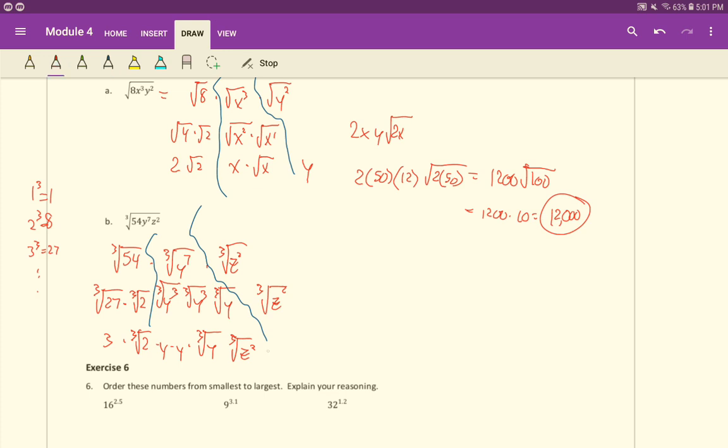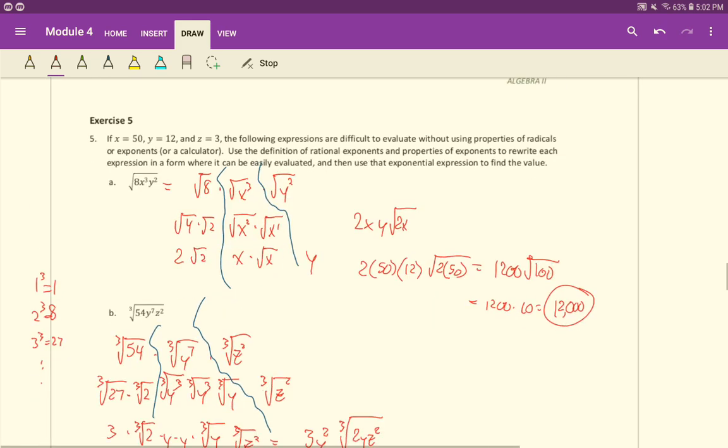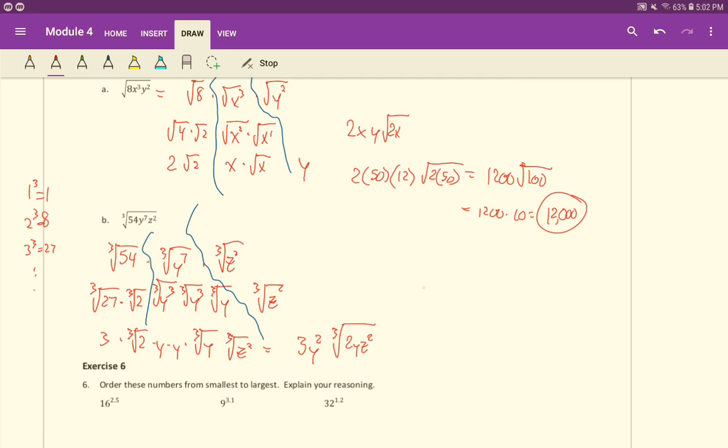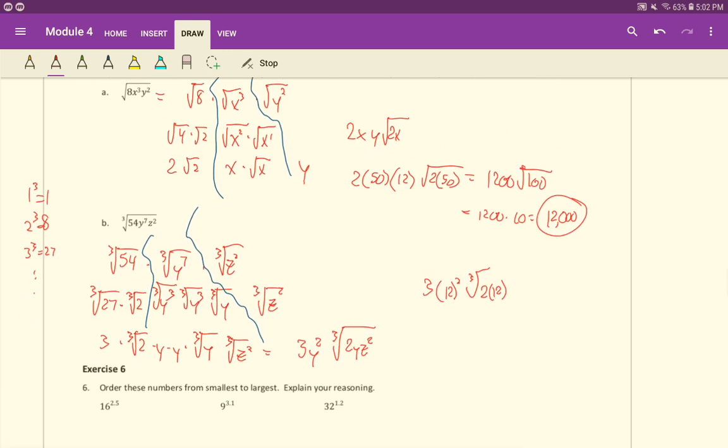So combining all of our terms, we get 3y squared cube root 2yz squared. Again, combining all the numbers that are outside the radicals and all the numbers that are inside the radicals to create this. And now we can plug in our numbers, 50, 12, and 3. So there's no x, so 12 goes in for y, and then 3 in for z.